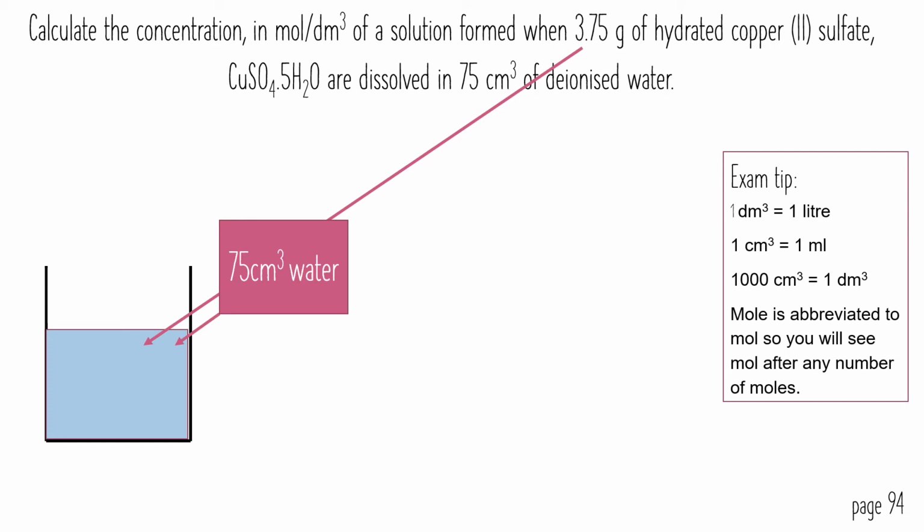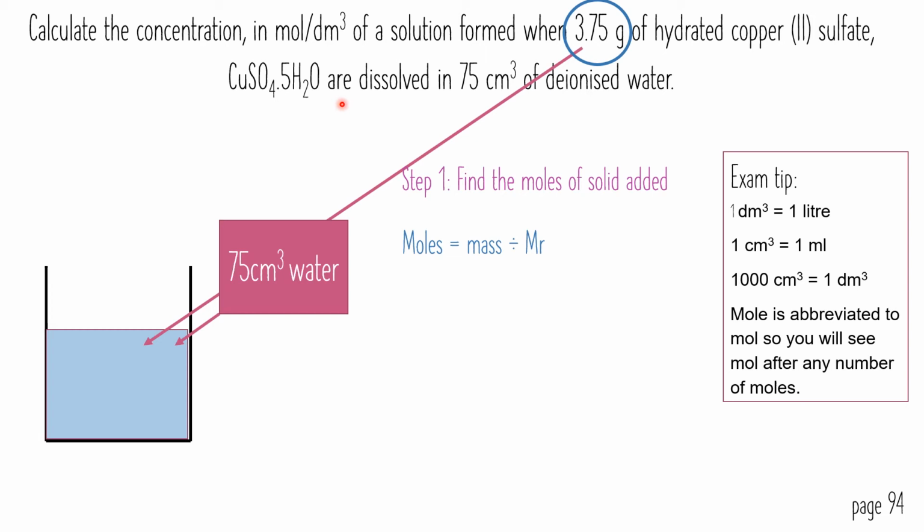Now we've been asked to calculate the concentration, so looking at the equation on page 93, we need to know the moles and we need to know the volume. They've given us the volume, but they have not given us the moles, so we've got to calculate that in step 1. Remember, to find moles of a solid, it's just mass divided by MR because it's a compound here. The mass then is 3.75 grams, as they have told us.